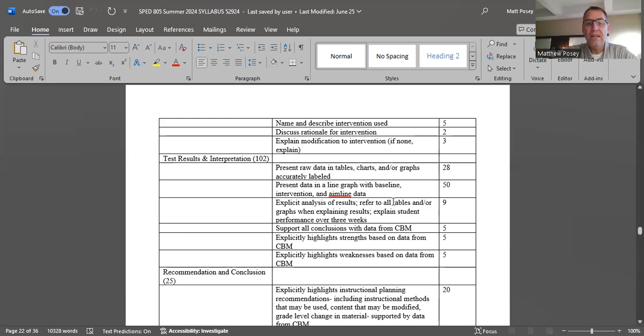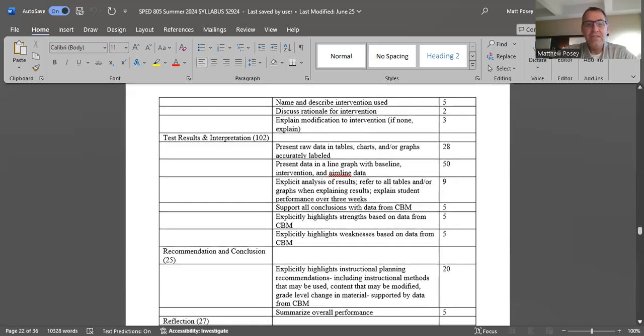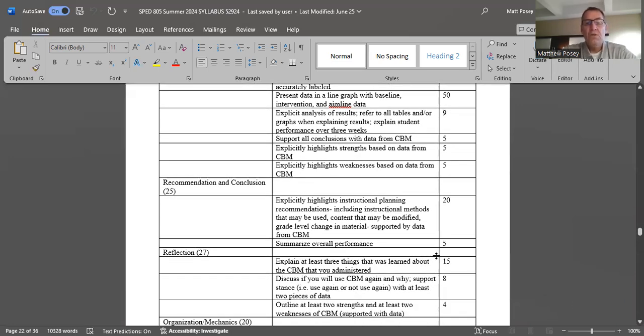We're going to give an explicit analysis or explanation of the chart, table, or graph that we have put into our report, especially this new one that shows the baseline, intervention line, and aim line. We're going to support any conclusions using the data from the CBM, and also make sure you highlight student strengths and weaknesses. So those are a couple new areas that fall into test results and interpretation. We're also going to have our basic recommendation and conclusion section. We've been doing that in the previous assessment reports.